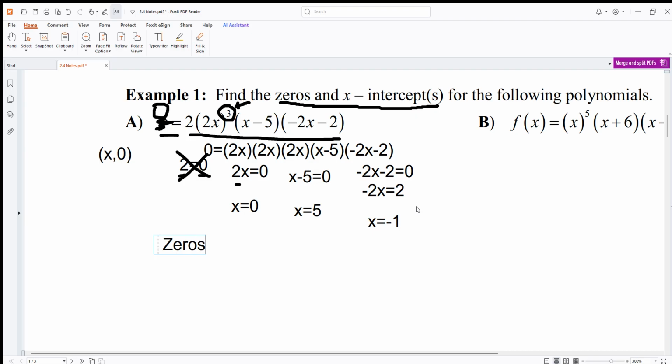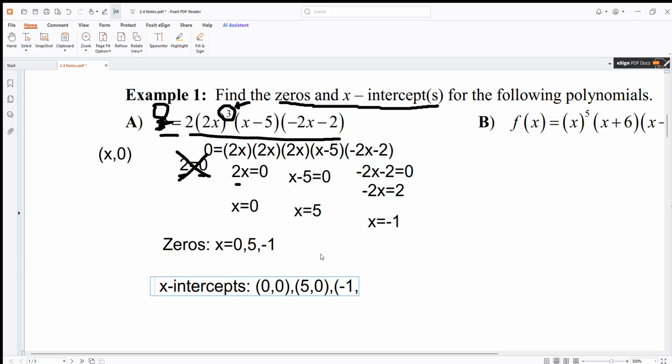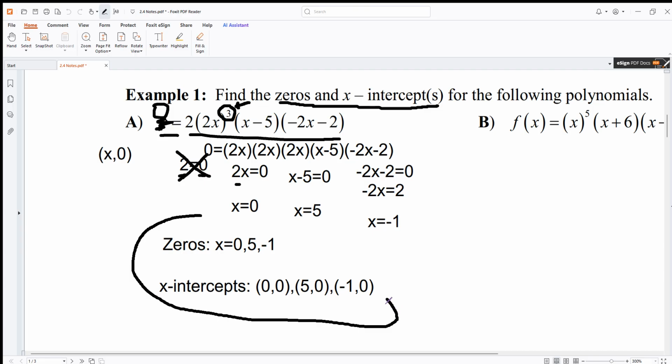We wanted to find what are the zeros. Well, we found them. That was literally the value of 0, 5, and negative 1. Remember the x-intercept, they're the exact same thing. They're the same values, right? We have an x value of 0. Well, I know the y value is also 0. We have an x value of 5. I know the y value is 0. And I have an x value of negative 1. I know the y is 0. All you're doing is stating the exact same information 2 separate ways.